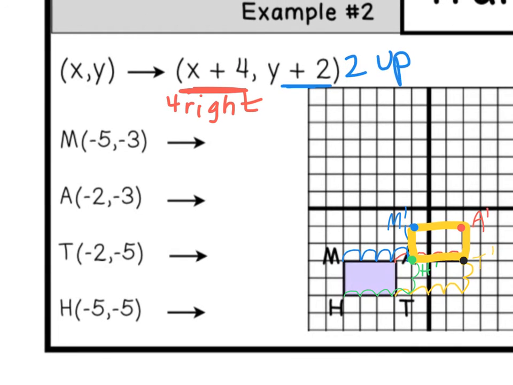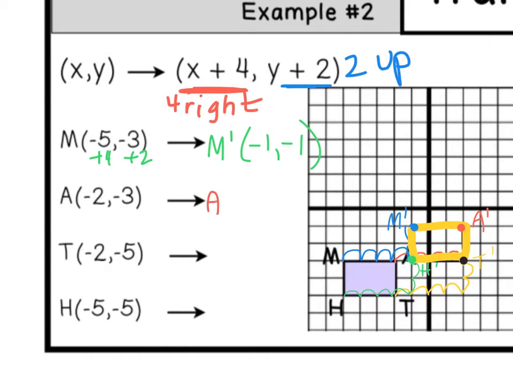Okay, so M prime, so that's this point right here. Okay, M prime is 4 to the right, so if I read this ordered pair, it's back 1, so it's -1, -1. Okay, mathematically, if I add 4 to this, -5 plus 4, I get -1. And if I add 2 to this, I get -1. So you could do it mathematically, or you can do it with your picture.